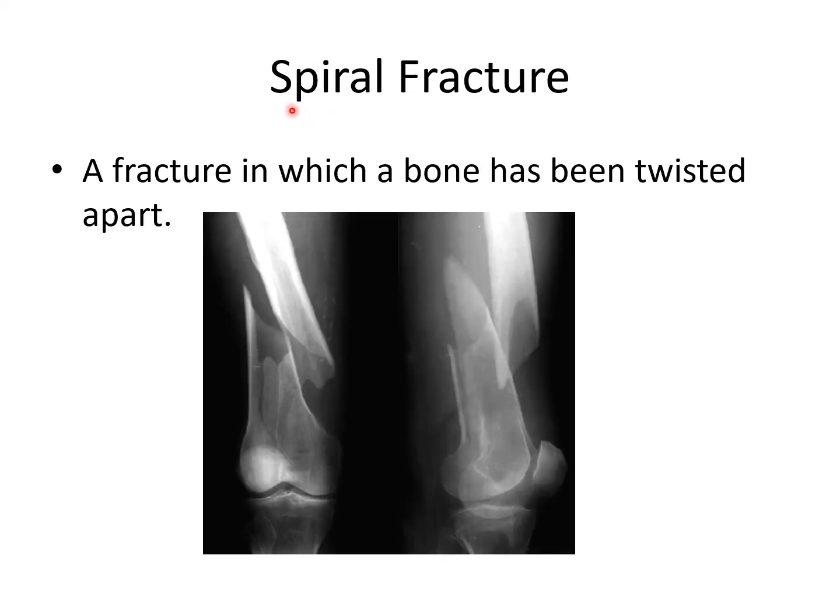Next is a spiral fracture, which happens when there is some type of twisting motion on the bone that causes it to shatter. You can see in the X-ray image that it looks like a spiral kind of shape is left on the bone after it is broken in this spiral type fracture. This is an example of a femur. Here you can see the kneecap, this is the lower leg, and here's the femur that has been twisted apart into a spiral fracture.